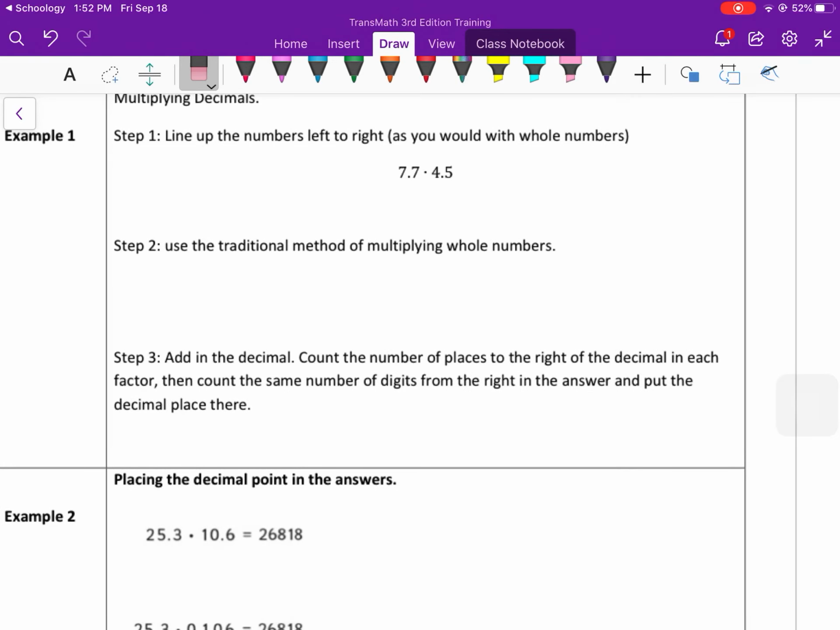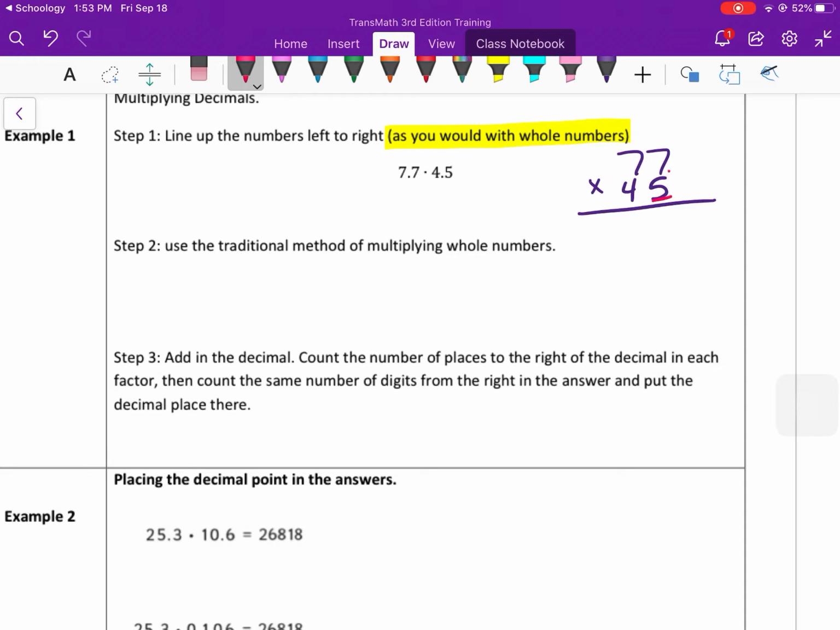First, we're going to line up the numbers left to right like you would with whole numbers. So if I wanted to take 7.7 times 4.5, I'm actually going to line that up as just 77 times 45. And then follow the traditional method of multiplying.